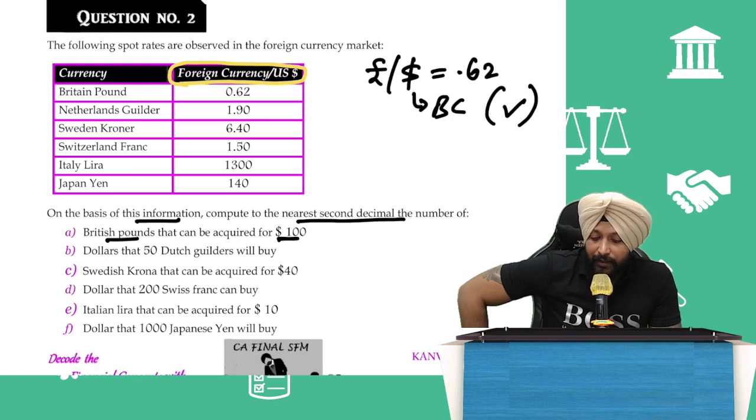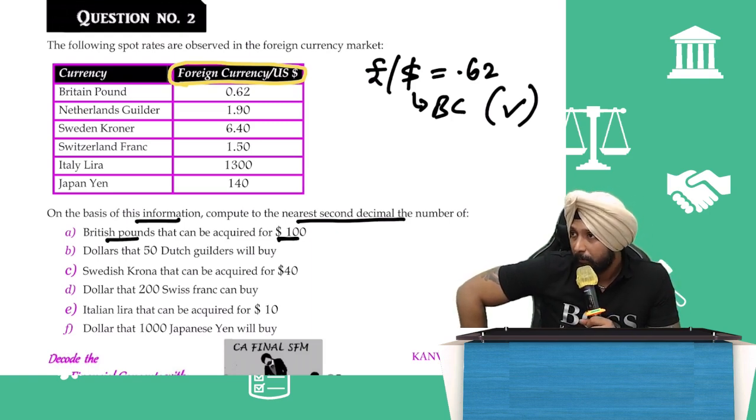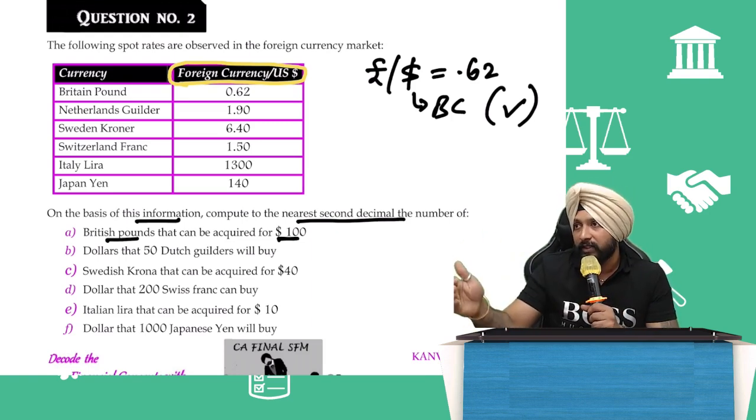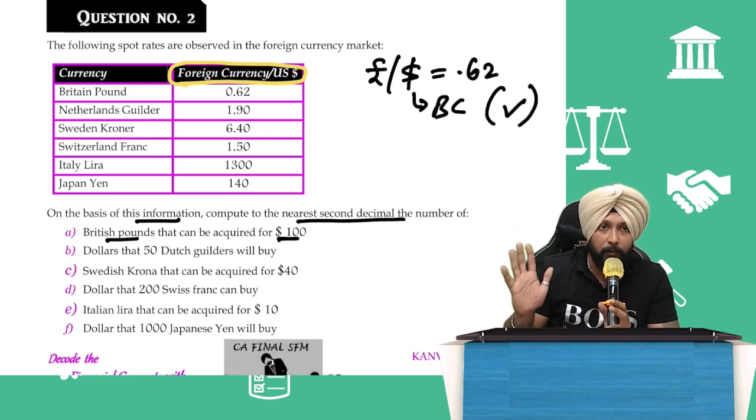Okay? Third case, Swedish krona that can be acquired for $40. What is given? Base currency. What do you need? Price currency. From base currency, if I need to convert into price currency, I always multiply. Okay, done.